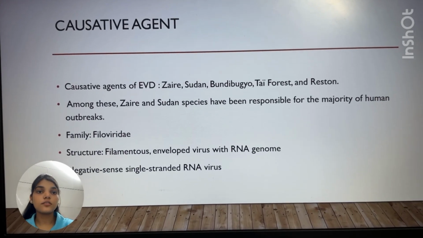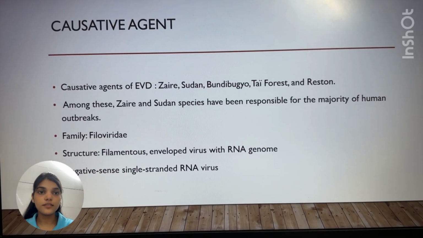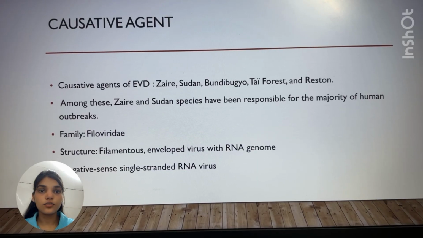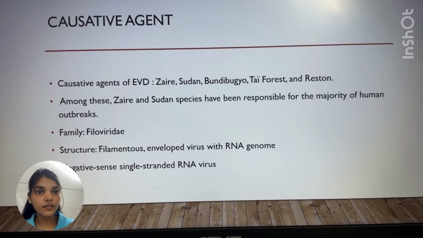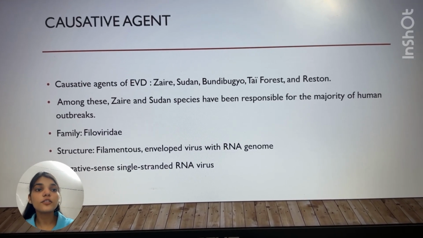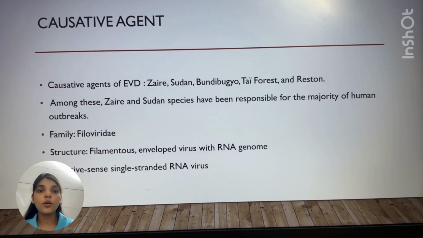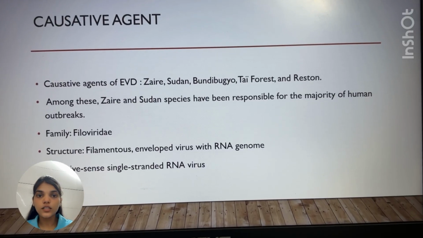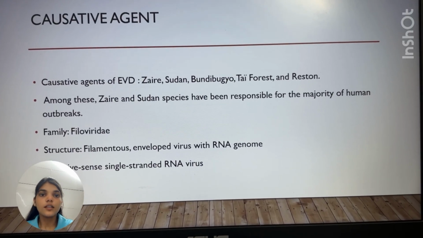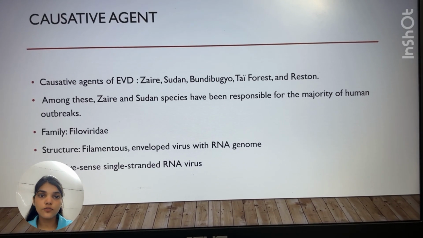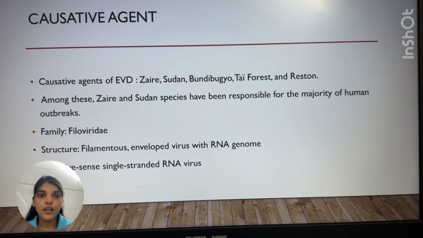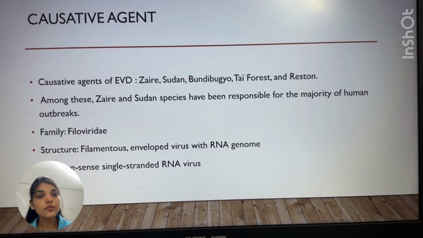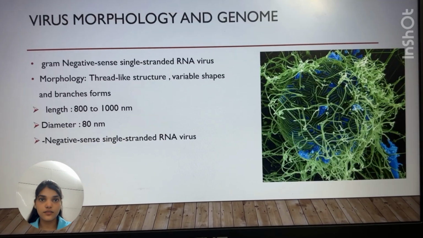Now, the causative agents of Ebola virus disease: Zaire, Sudan, Bundibugyo, Taï Forest and Reston. Among these, Zaire and Sudan have been responsible for the majority of outbreaks. Family is Filoviridae, structure is a filamentous enveloped virus with an RNA genome. It is a negative sense single stranded RNA virus.